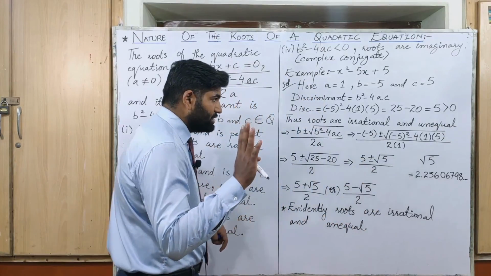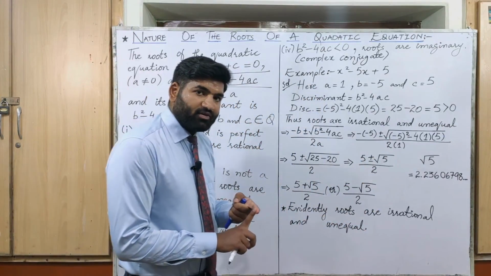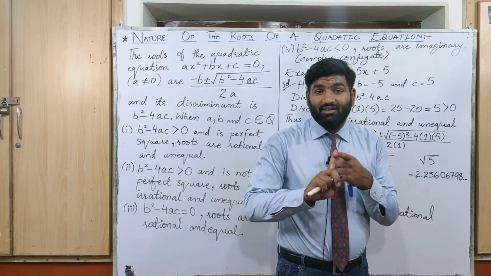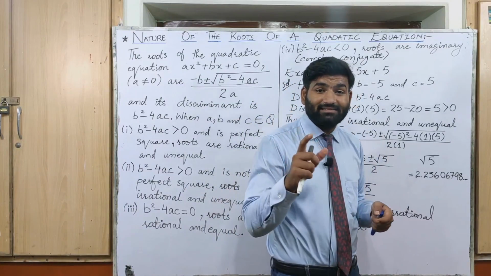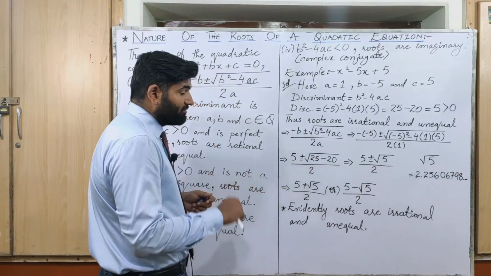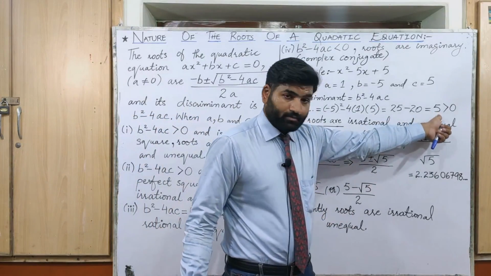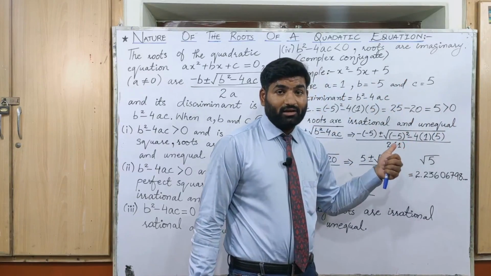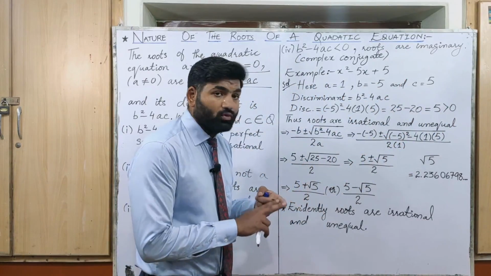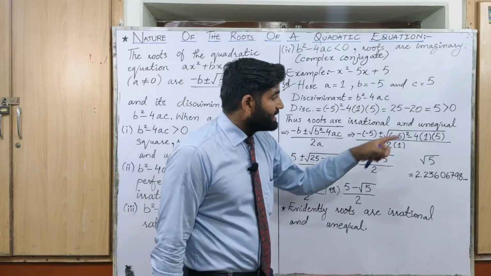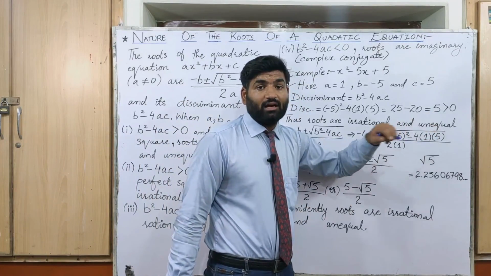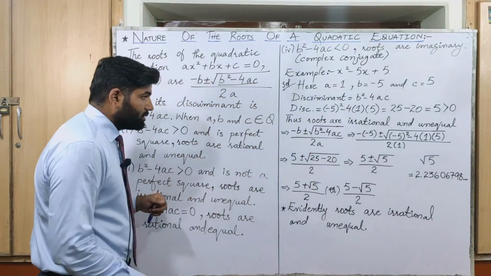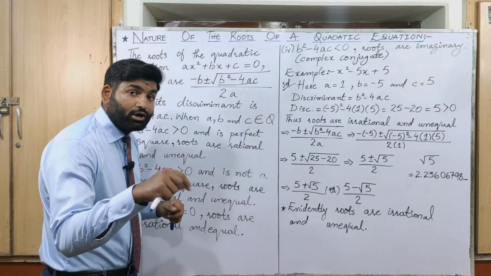So we had 4 conditions: either it is greater than 0 and a perfect square, or it is greater than 0 and not a perfect square, or it is equal to 0, or it is less than 0. So what have we got here? It is greater than 0, and it is not a perfect square. We don't have two values which we multiply and get this; there does not exist any such value. So we got 5, which is greater than 0 and not a perfect square.